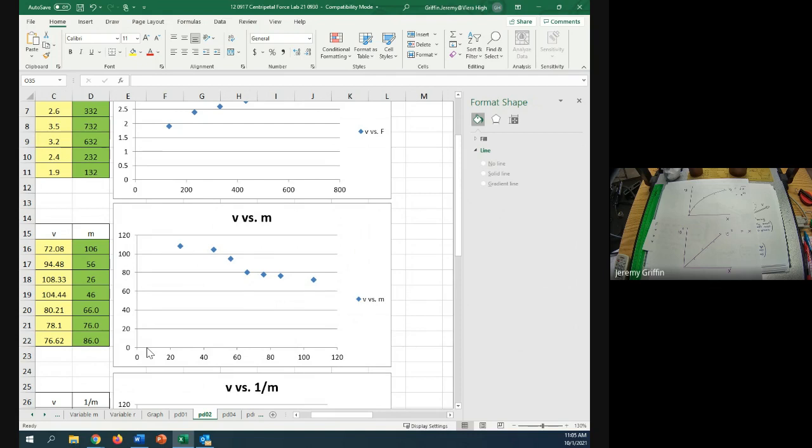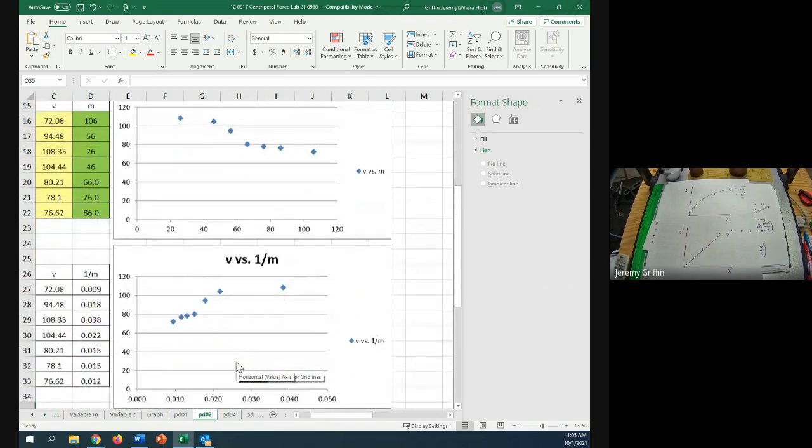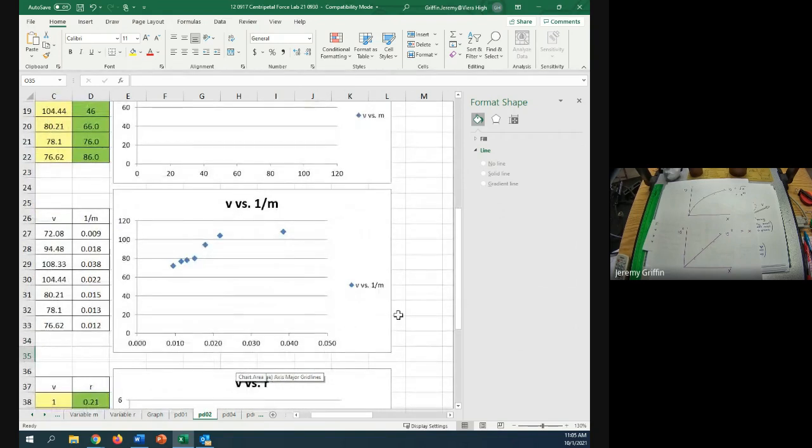The next graph, the bottom right on the front, says V versus 1 over M. You guys see that one? V versus 1 over M. That's the one I'm about to show you. The data was already plugged in. I just had Excel take the reciprocal of the mass values and replot. And now it looks like that. So this is the bottom right graph on the front, V versus 1 over M.